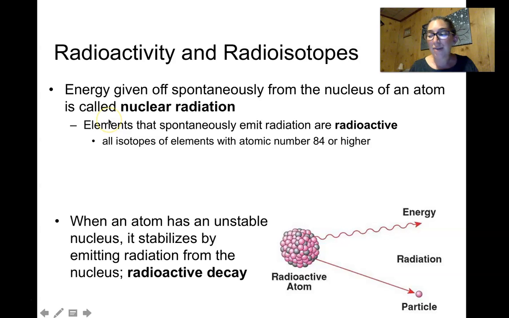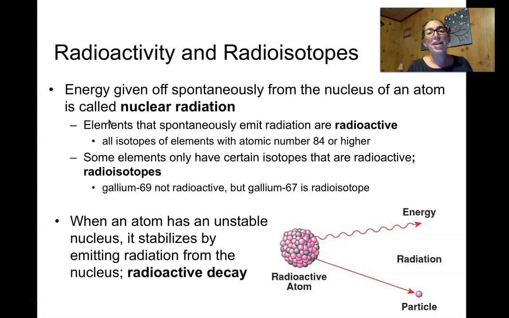For the smaller atoms, for everything else on the periodic table, which is quite a bit, 1 through 83, some of the isotopes are radioactive and some are not. And we call those radioisotopes. So, for example, gallium-69 is a non-radioactive isotope of gallium, but gallium-67 is radioactive. So gallium is not universally radioactive. There are some non-radioactive and radioactive isotopes of that element.